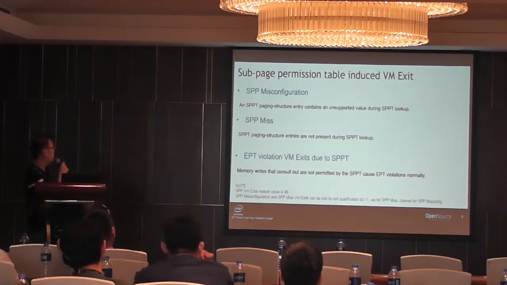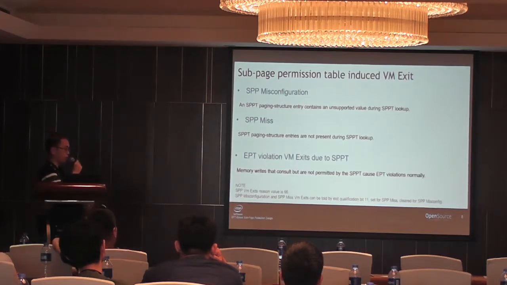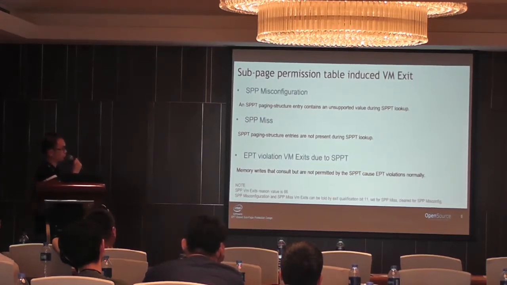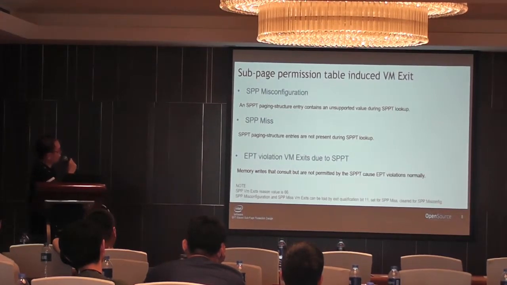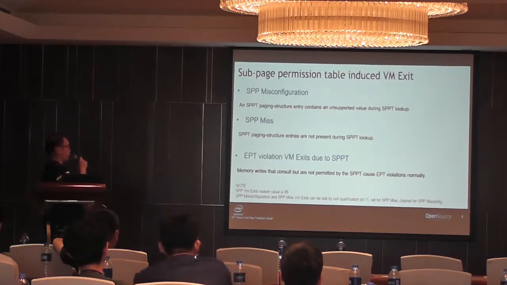We also introduced three VM exits about SPP. The first is SPP misconfig. SPP page structures may encounter unsupported values during SPP lookup, so we trigger a VM exit for SPP misconfig. Also, SPP page structure entries may not be present at this time when we look up the SPP tables. Then we will trigger the SPP miss. After that, if we found the SPP tables, the table structure is all prepared, and the layer 1 entry write is not permitted by the SPPT, they are handled as original EPT violations normally.